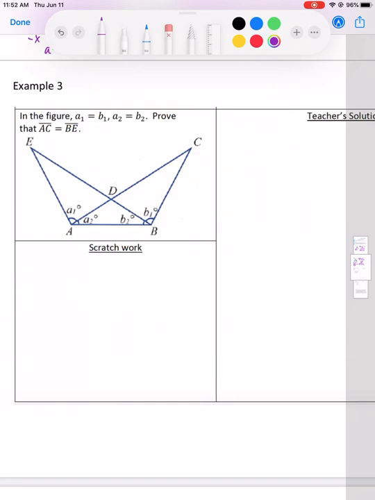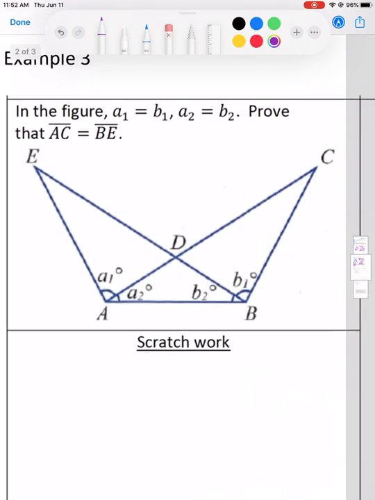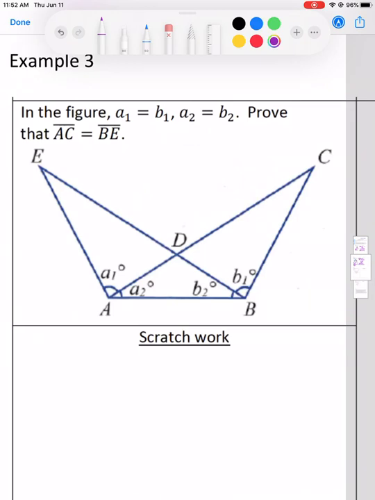Here is example number 3. Let's go ahead and start by investigating what our directions are, and identifying what we need to prove, and then identifying the 2 congruent triangles that we need to show are the same, so are congruent. And we're going to look at this one bigger. In the figure, A1 is equal to B1, so those are angles. And those are marked. So here's A1 and B1.